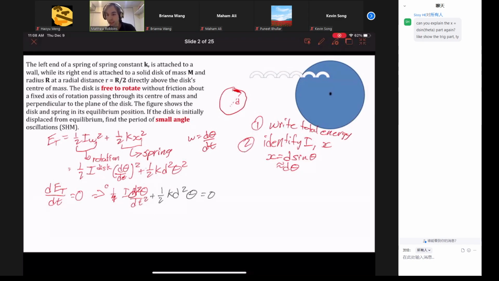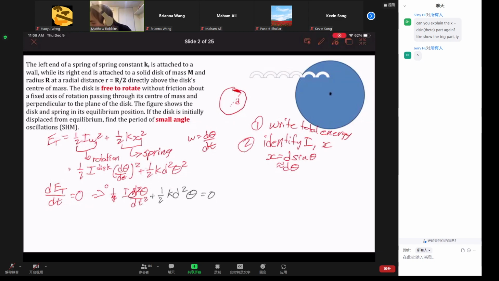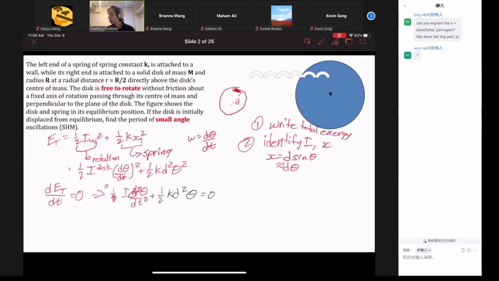So I see a couple questions in chat. Is x the distance from the center of the mass to the spring? X is the distance that your spring is going to stretch. So this distance would be x. So if I draw an exaggerated diagram, let's see, we have some distance d. There's going to be that angle. This is going to be angle theta. And then this thing is going to be x.